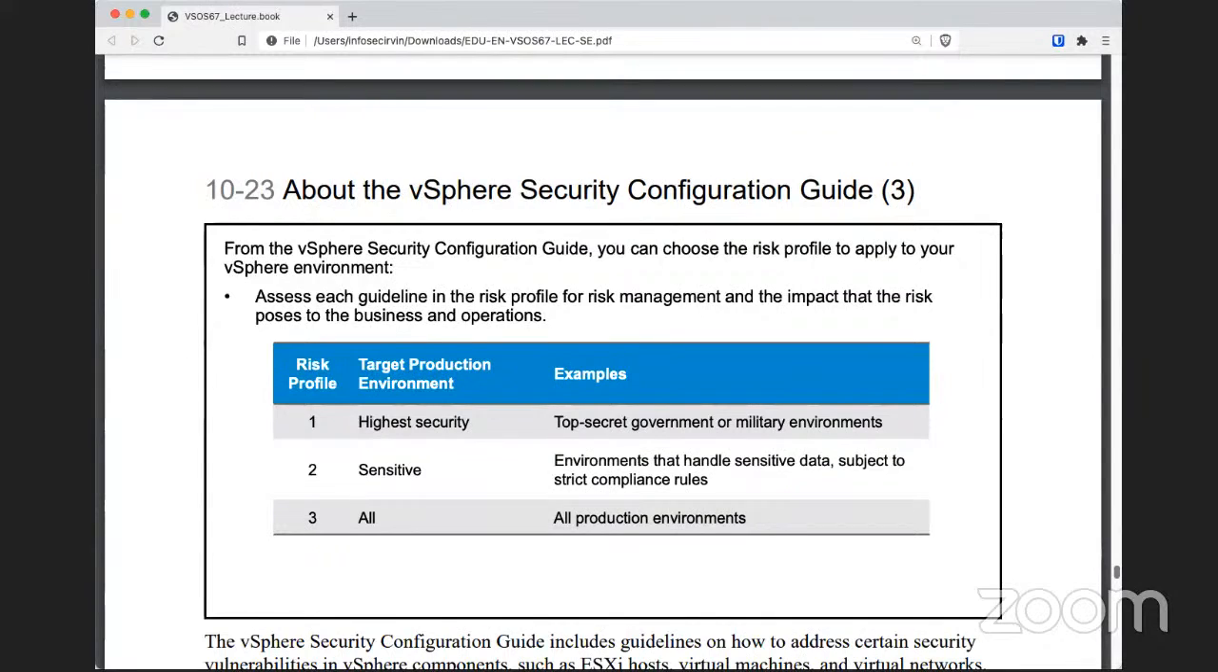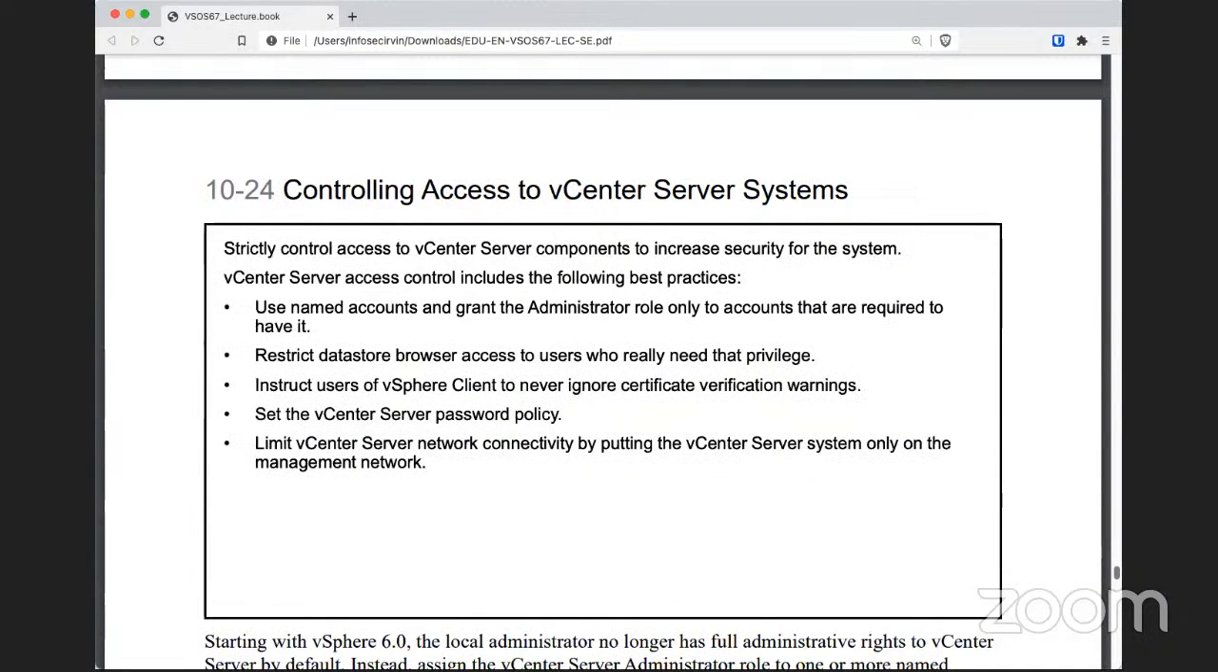As with anything security-wise, everything is risk-related. So as you audit and assess what needs to be taken care of, you set the impact level and you put everything in order of priority. What is highest priority that needs to get taken care of first, and what can wait. Strictly controlling access to vCenter will increase the security of the overall system. Since you have seen that vCenter is your gateway to do a whole lot with this infrastructure, it must be protected.